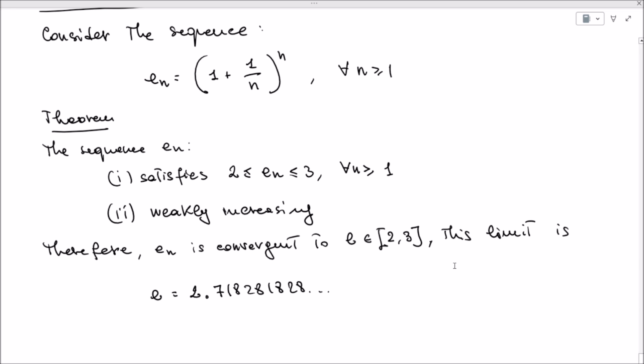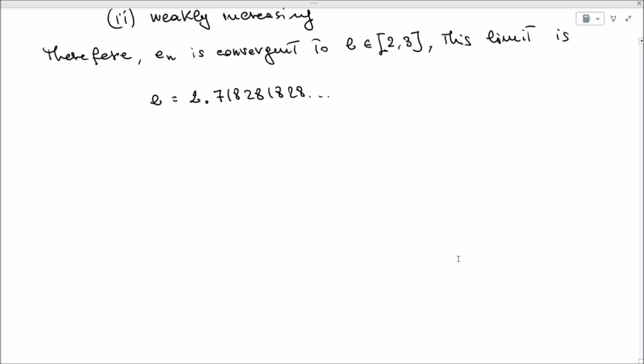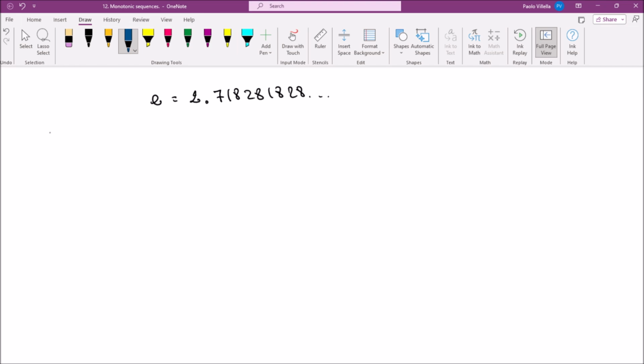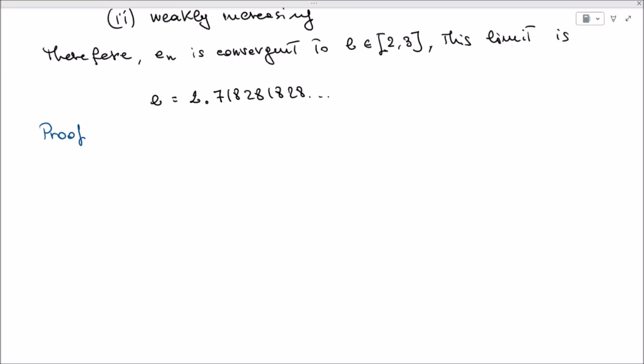Let's start now the proof of this theorem. We'll split the proof in many steps. The first thing we want to prove is that en is always larger than or equal to 2.